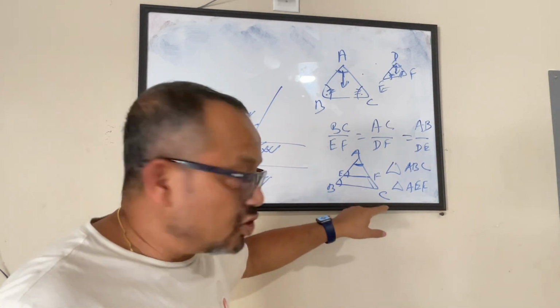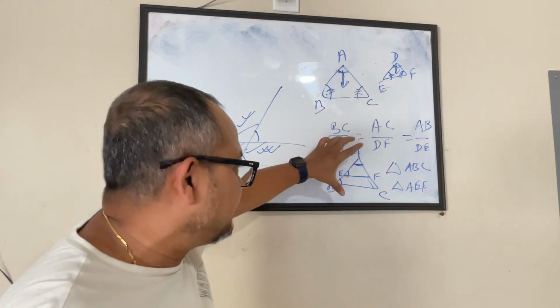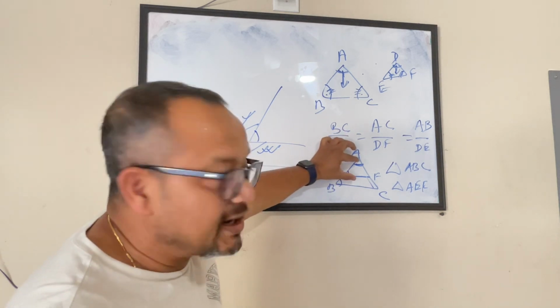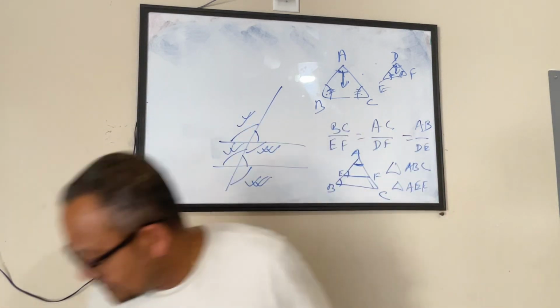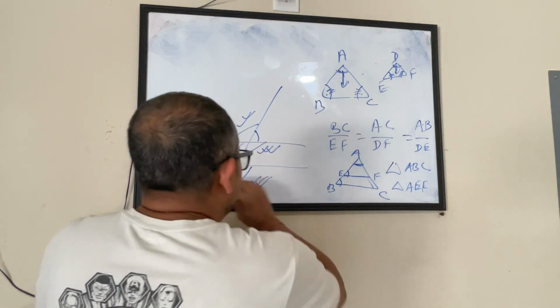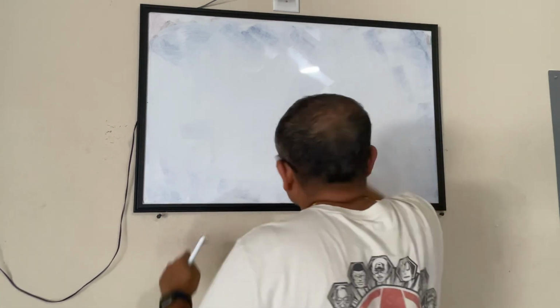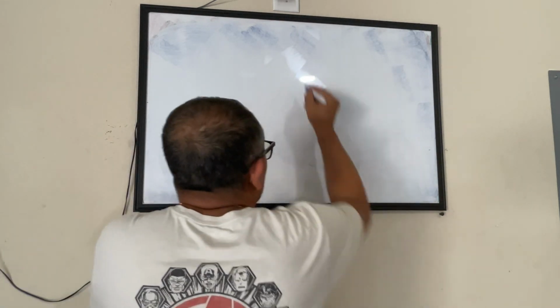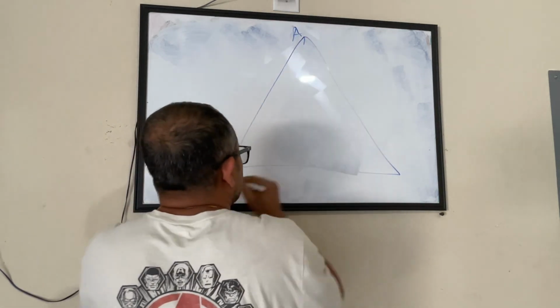I'm trying to prove that this bigger triangle and the baby triangle inside it are both similar. Why? Let me draw a bigger picture so that you guys can relate. This is the bigger triangle, ABC.